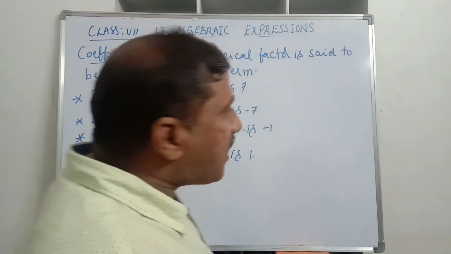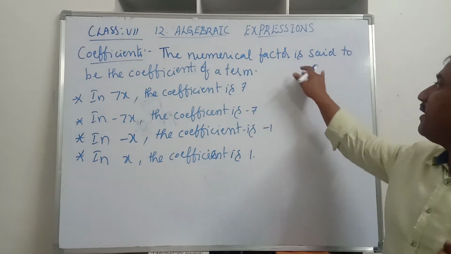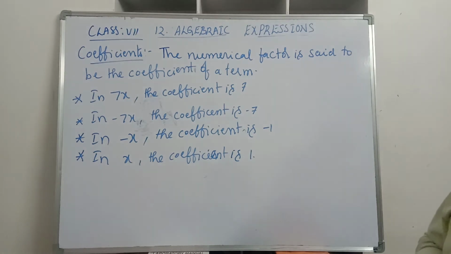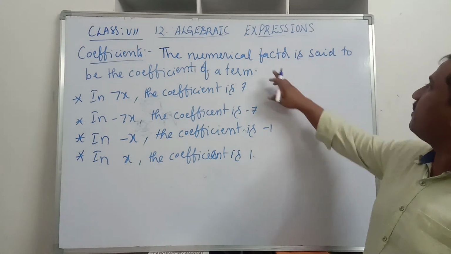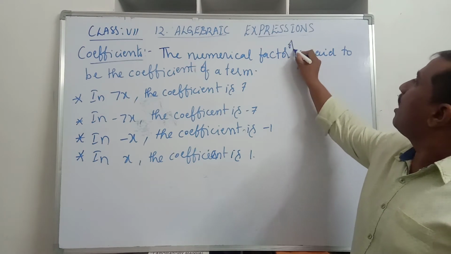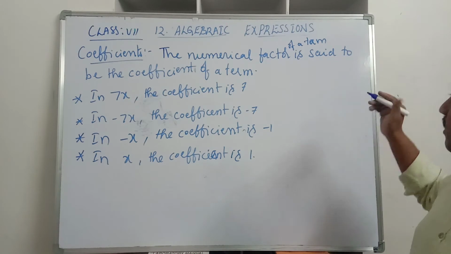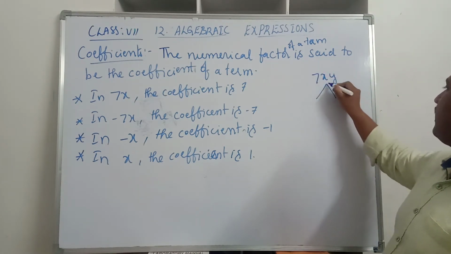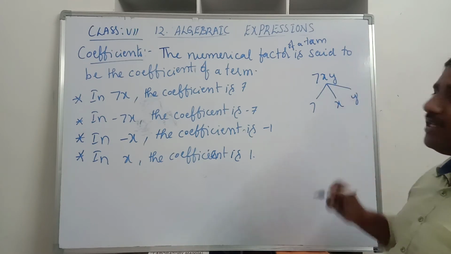Now the numerical coefficients. What are coefficients? Coefficients are the numerical factors of a term. The numerical factor of a term is known as the coefficient of the term. For example, 7xy. So what are the factors of 7xy? 7 is one factor, x is one factor and y is one factor.